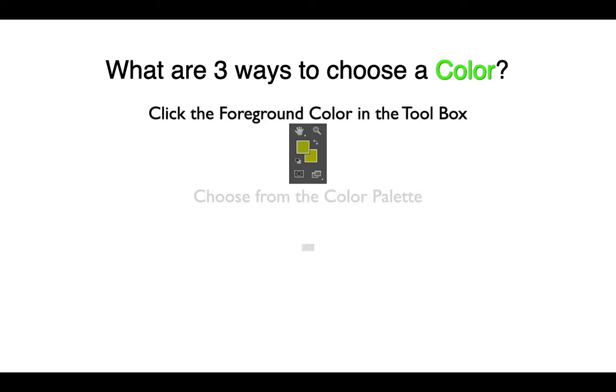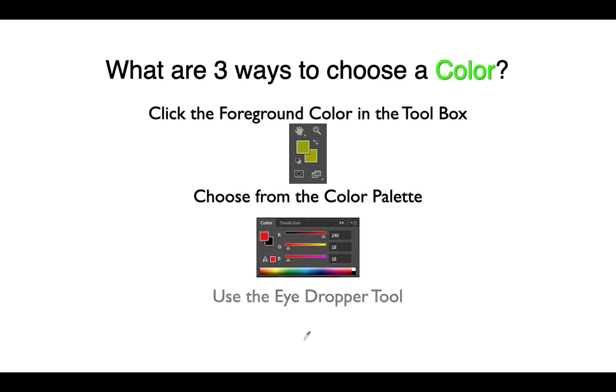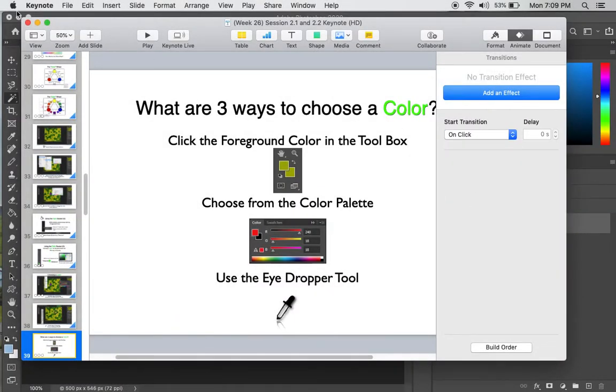So once again, 3 different ways to choose a color. This is so important. If we had a test, this would definitely be on it. We don't have a test, we're just going to do stuff. So you can always click the foreground color in the toolbox. You can choose from the color palette, or you can use the eyedropper tool. Let's do some of these now.